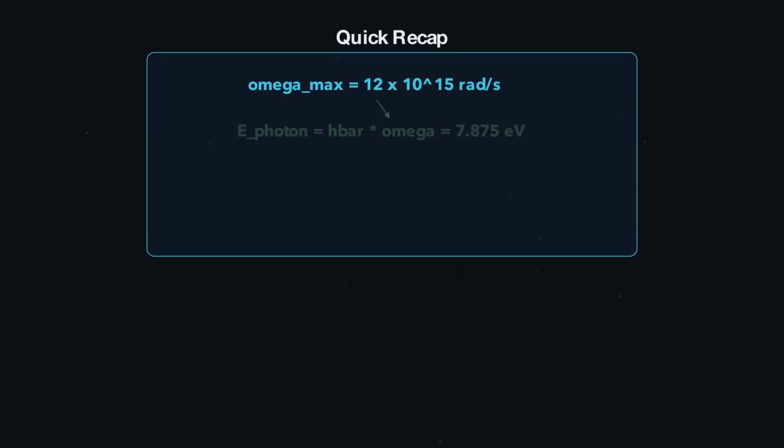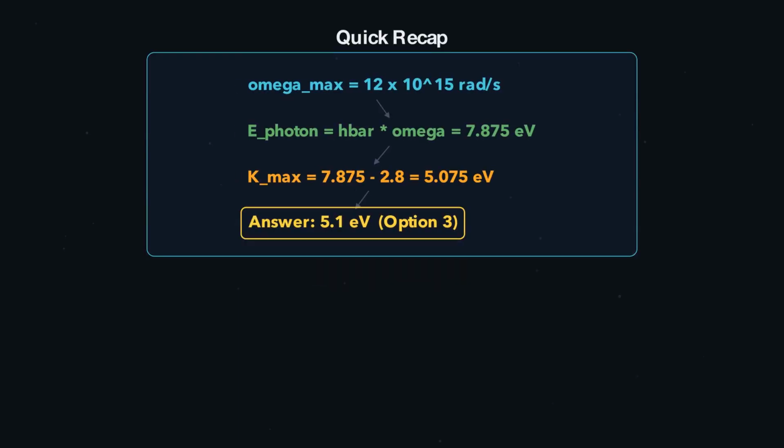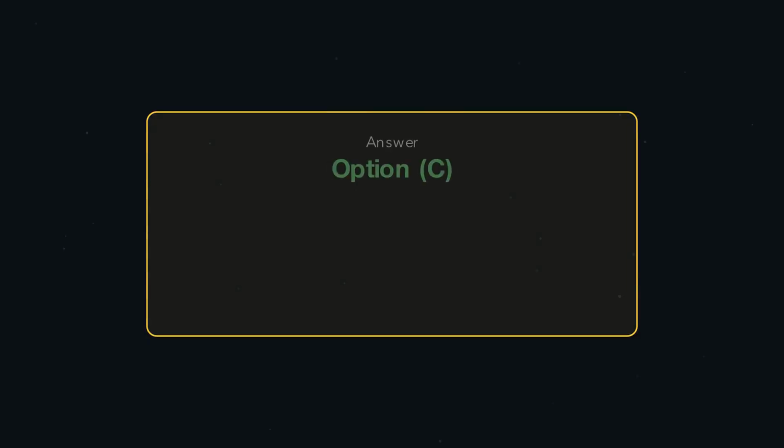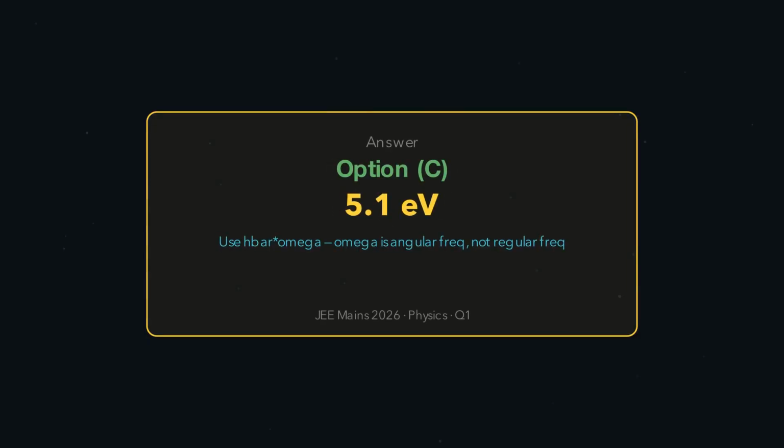The wave equation has 2 angular frequencies. Omega 1 equals 3 times 10 to the 15, and omega 2 equals 12 times 10 to the 15 radians per second. These are angular frequencies, omega, not regular frequencies nu. Notice the amplitude of 60 is completely irrelevant here, because it controls how many photons arrive, not the energy of each photon.